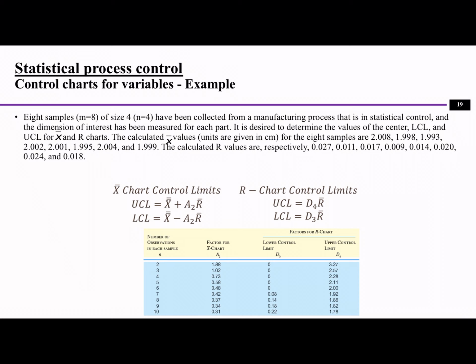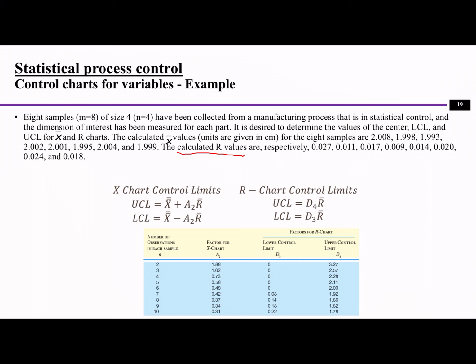The calculated X bar values for the 8 samples are, right? So this is a very important sentence. The calculated X bar values for the 8 samples are what? It means we already calculated X1 bar, X2 bar, X3 bar, and X4 bar, all these samples. It's already calculated. And the calculated R values, we already got R1, R2, R3, R4, and Rn. Now we just need to find the upper control limit and lower control limit for the control charts.